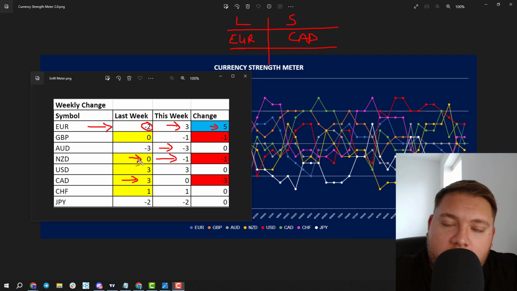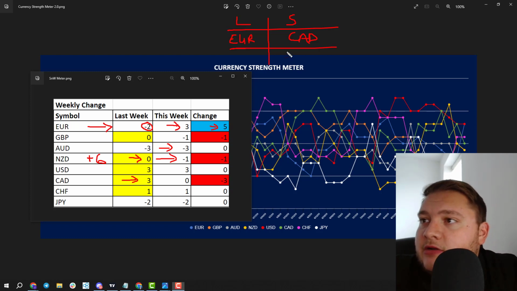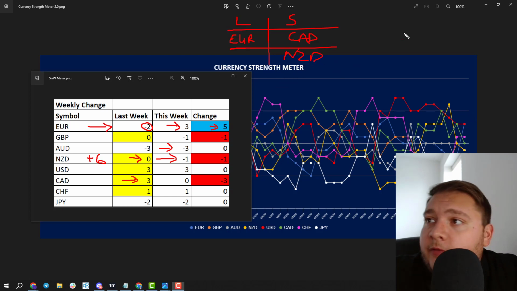Basically, the yellow highlights when something in the prior week was in a reversal. Now, this was actually +6 and it went down to 0 and then went to -1. So basically, the New Zealand dollar has been a currency that's been getting weaker as well. So at the moment, it's like CAD, Kiwi, potentially even a little bit of the Australian dollar weakness to come.